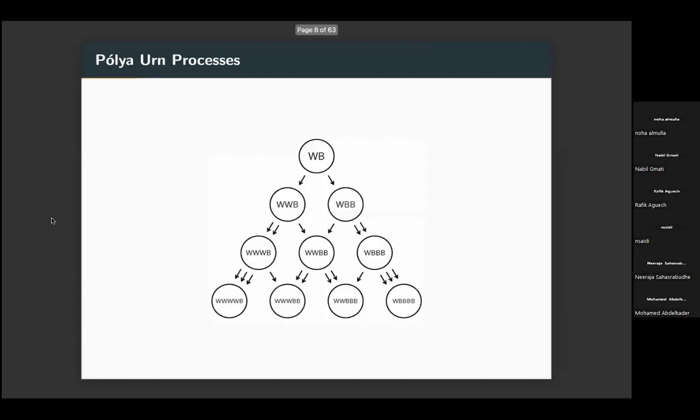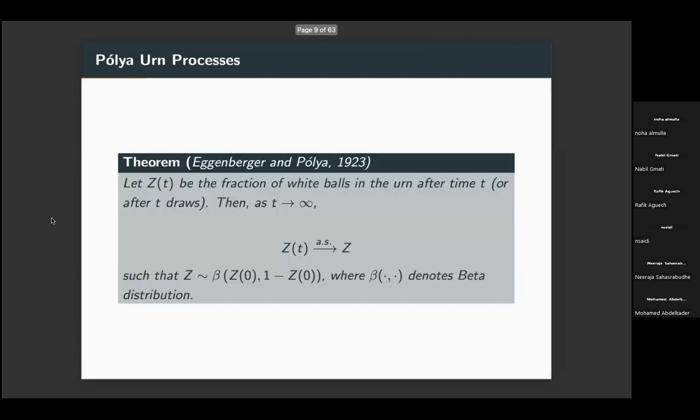Just to go back to this picture, what we are asking is what happens to the composition of the urn as time goes to infinity. And this is telling us that the fraction of balls of white color, and therefore also the fraction of balls of black color, because that is just 1 minus Z_t, converges to a random variable whose distribution is known. It is a beta distribution with parameters given by the initial composition of the urn.